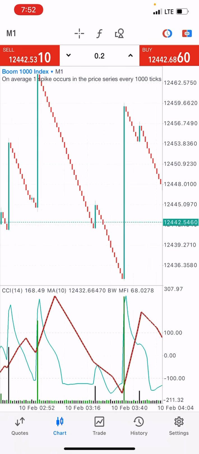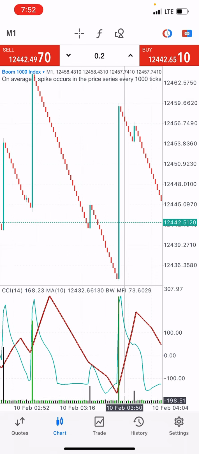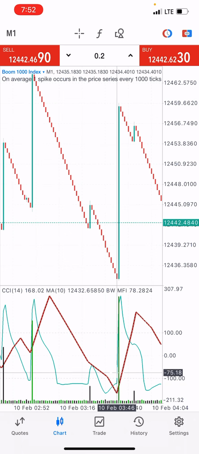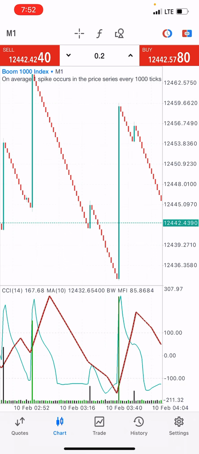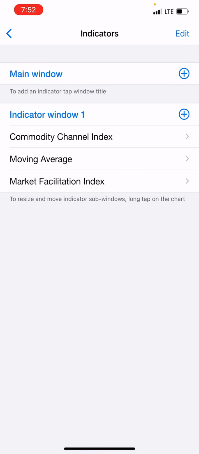You can see once the condition is met, which is the red moving average crossing below the green line at the oversold level, it indicates a spike. It works for both Crash and Boom. So let me show you how you can set up this amazing strategy.